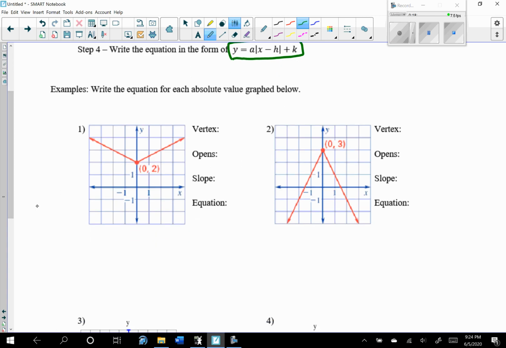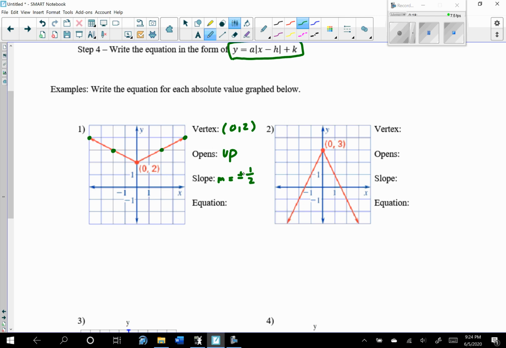So to write the equation for each absolute value graph below, we want to again first identify the vertex. So here you can see, because it gave it to you, that the vertex is 0, 2. The graph opens up, which means we have a positive A value, and our slope is up 1 over 2, up 1 over 2. So we check the other side.